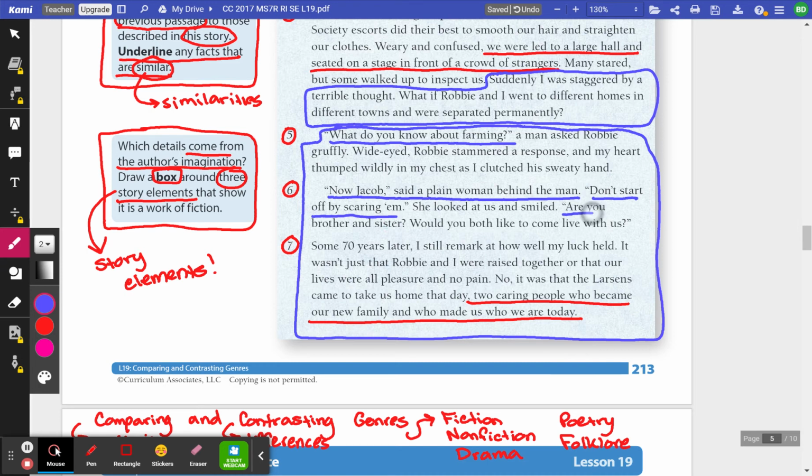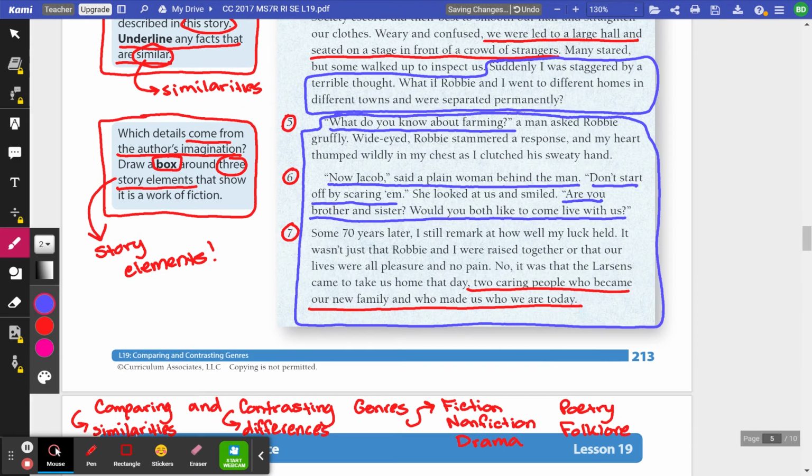So she also says, "Are you brother and sister? Would you both like to come live with us?" So this provides dialogue while adding to the plot of the story, the events that happen in the story. So we know that they are potentially getting ready to adopt the main character and her brother, because they say, "Do you want to come live with us?"